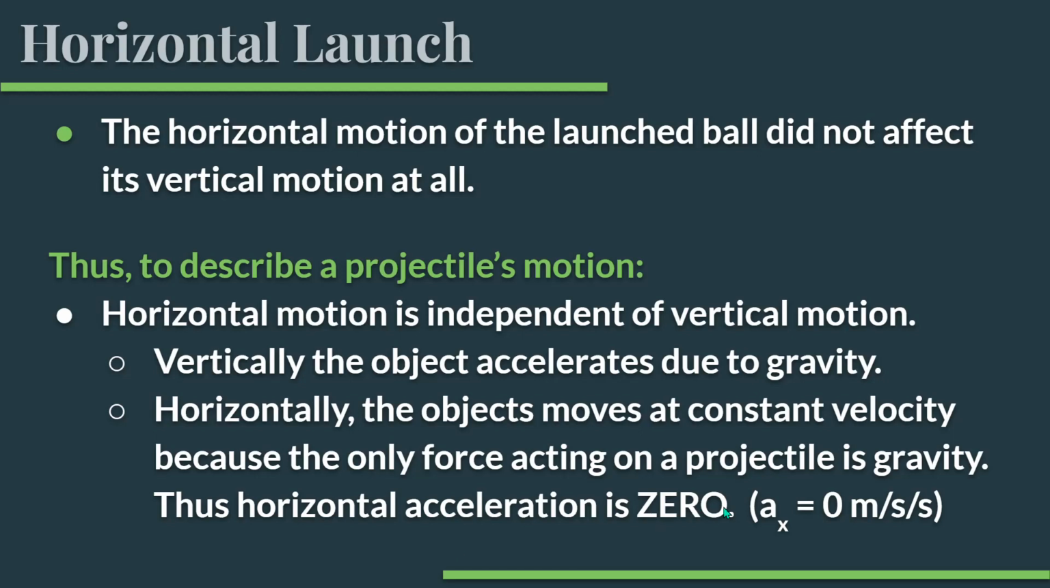We do not have acceleration in the horizontal or x direction. So your acceleration in the x direction will be 0. Your acceleration in the y direction will be 10 if you're using the rounded value, or 9.8 if you're using a more precise value, but again, downward toward the surface of the earth.